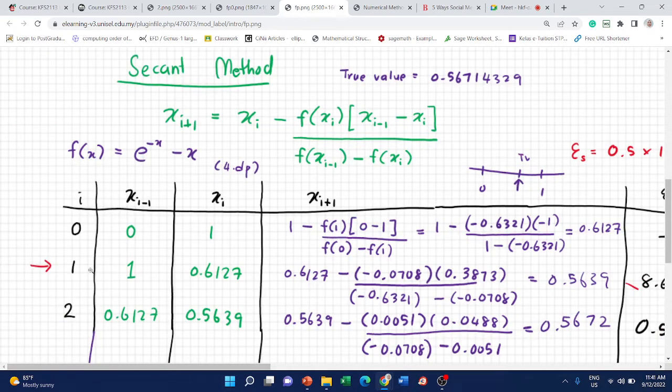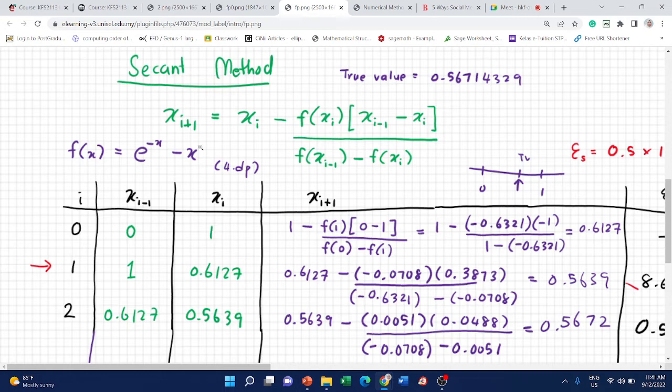Okay, in the computations, start with the interval. So just now we have decided to use 0 and 1, because our true value lies between 0 and 1. According to the general formula, the labels here: in this column, x(i-1) and x(i). What does this mean? x(i-1) is the previous value, or we call it the lower interval. x(i) is the upper interval. Since we choose 0 and 1, x(i-1) is your 0, 1 is your x(i).